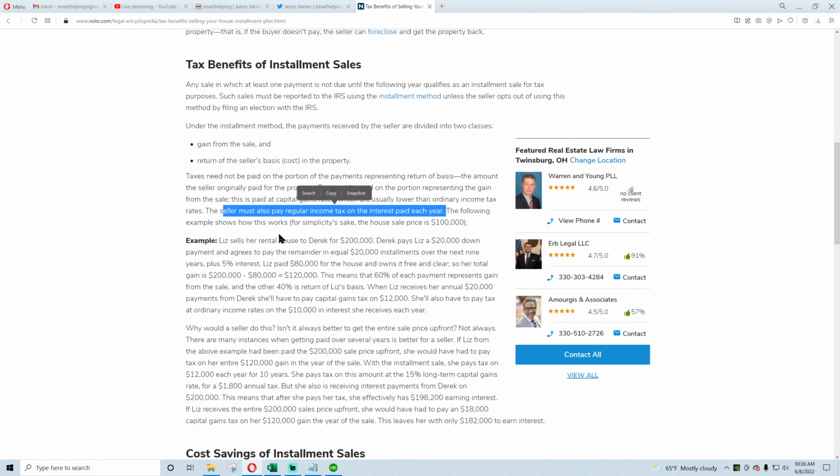The following example shows how this works. Okay, Liz sells her house to Derek for 200,000. Derek pays Liz $20,000 down payment and agrees to pay the remainder in equal $20,000 installments. Oh, we could put a down payment function in here. Over the next 9 years, plus 5% interest, Liz pays $80,000 for the house and owns it free and clear. So her total gain is 200,000 minus 80.